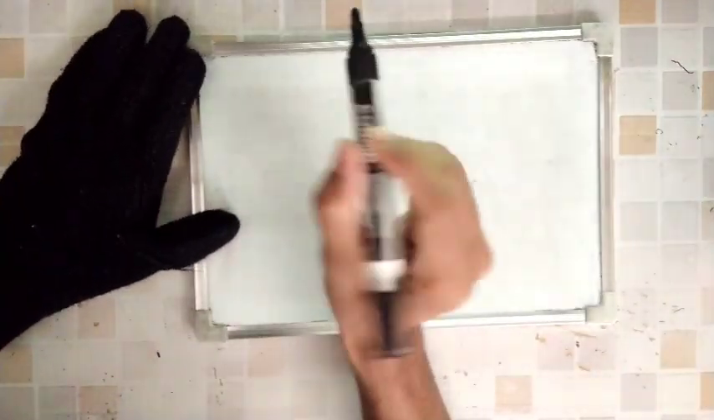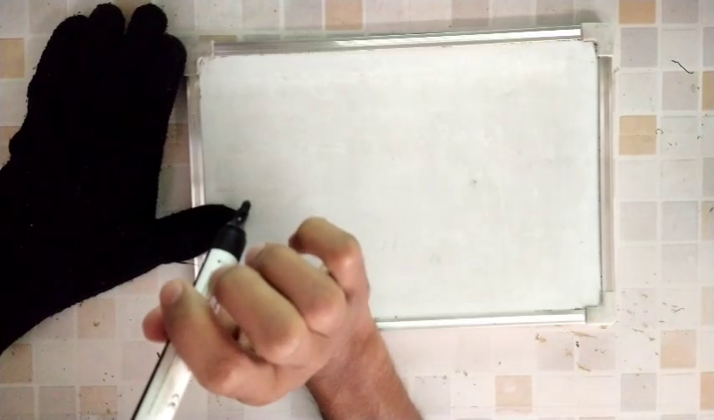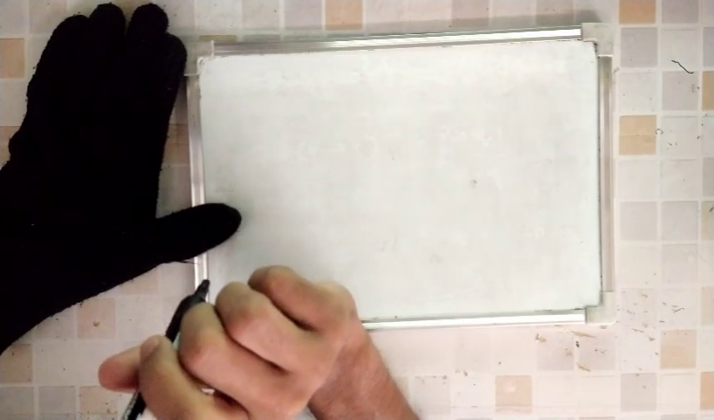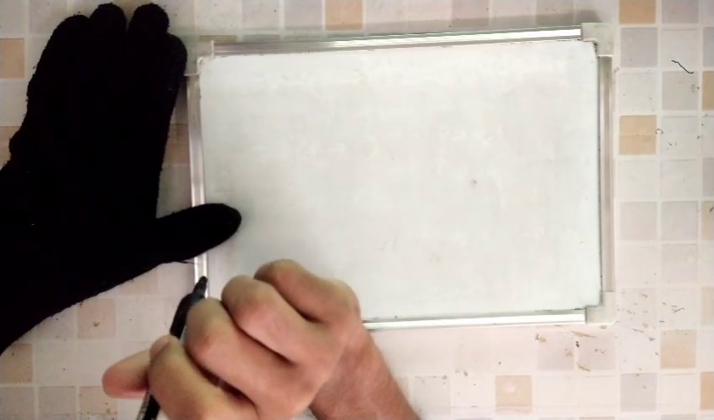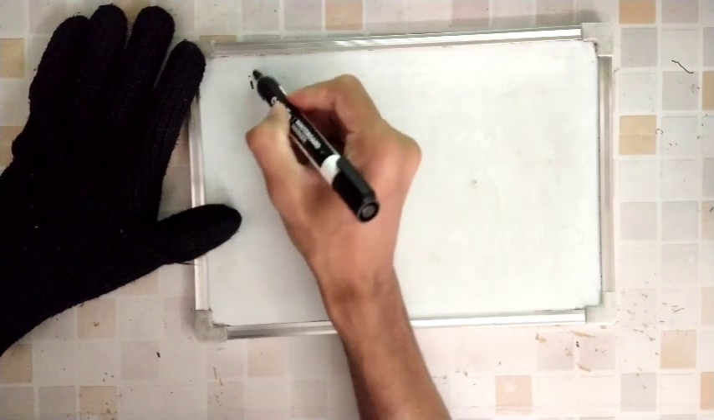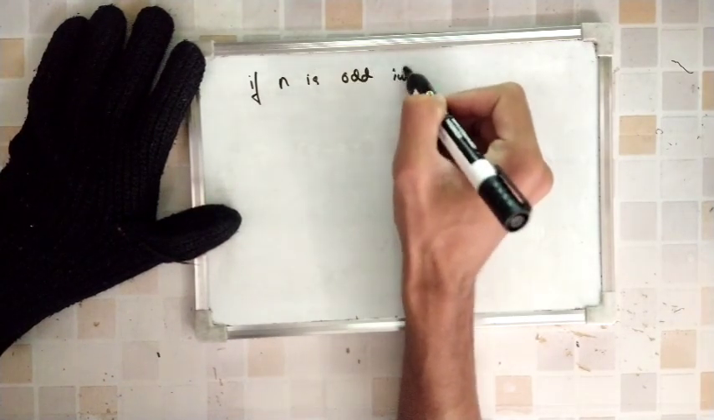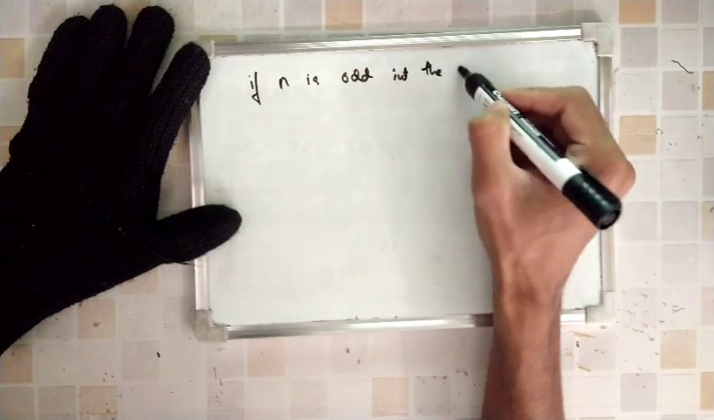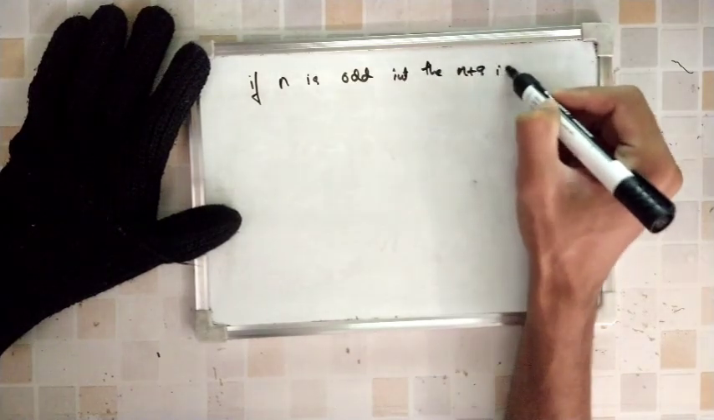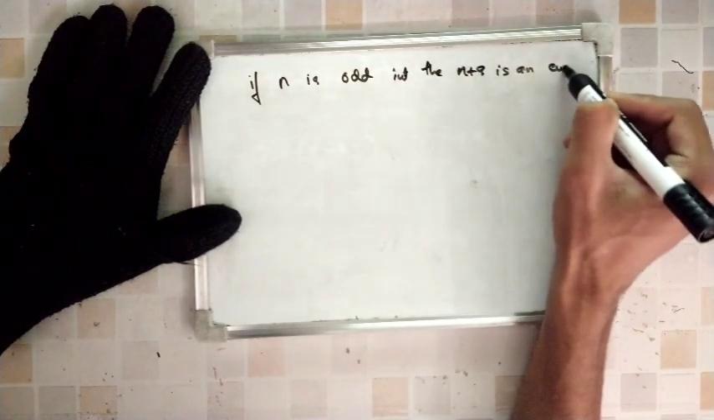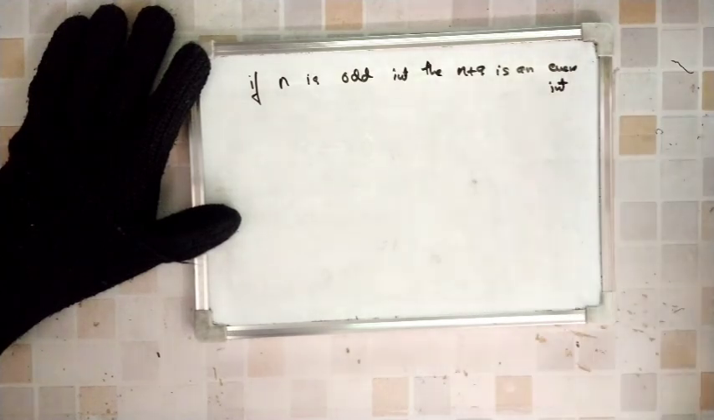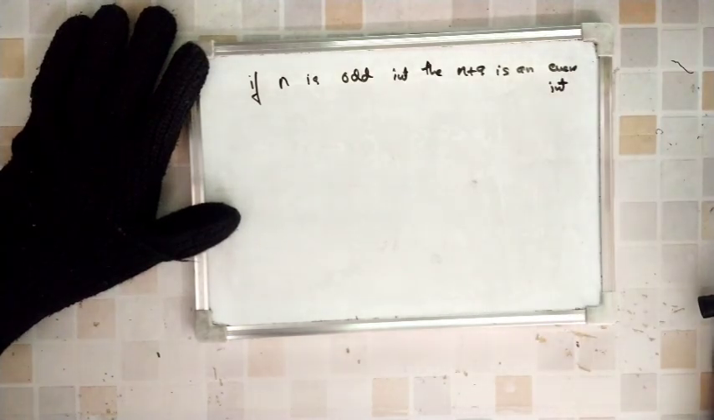3 hours or what? Give a direct proof, indirect proof, and proof by contradiction for the following statement. If n is an odd integer, then n plus 9 is an even integer. So this is direct proof, indirect proof and proof by contradiction. So 3 things are there in this.